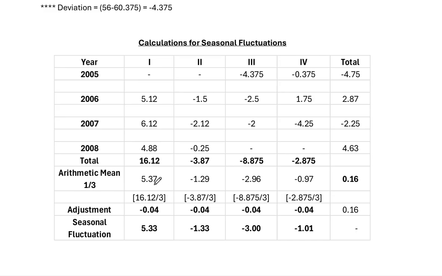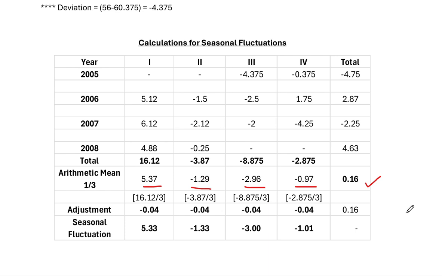16.12 divided by 3. So arithmetic mean will be 5.37. Minus 3.87 divided by 3, minus 1.29. Minus 8.875 divided by 3, arithmetic mean minus 2.96. Minus 2.875 divided by 3. So data is minus 0.97. So our total arithmetic mean is 0.16. Actually, our total difference should be 0.